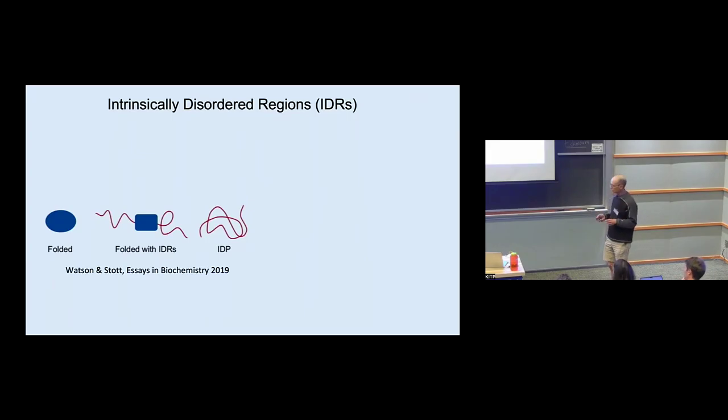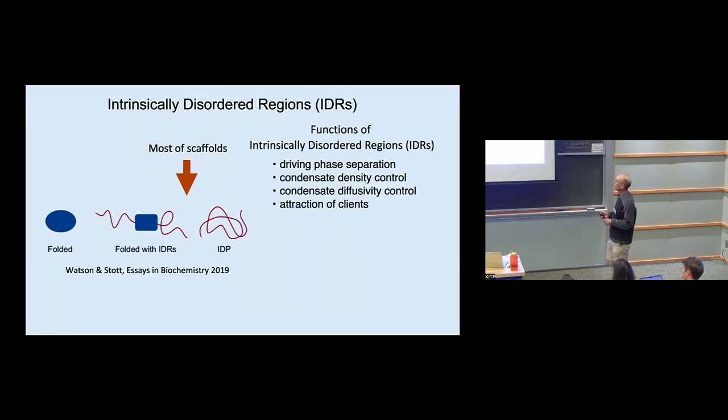There's really no structure. And in fact, without being too systematic about it, I think you'll let me get away with it, most of the scaffolds we find in condensates fall on this side. There's something with some amount of intrinsically disordered regions, often quite a lot. And so you could say, oh, great, people know that, we've been thinking about it, and there are lots of things that these intrinsically disordered regions are doing.